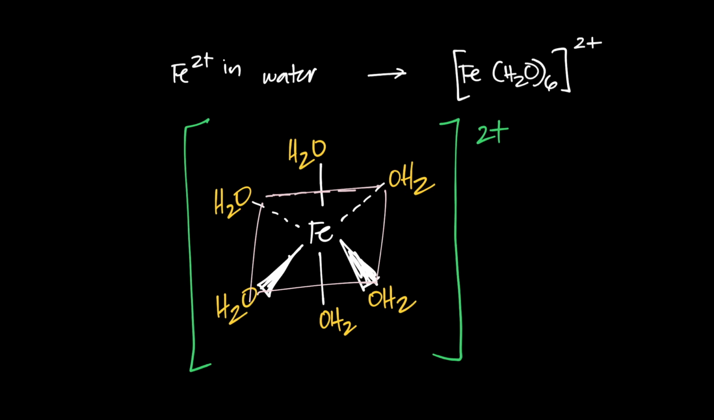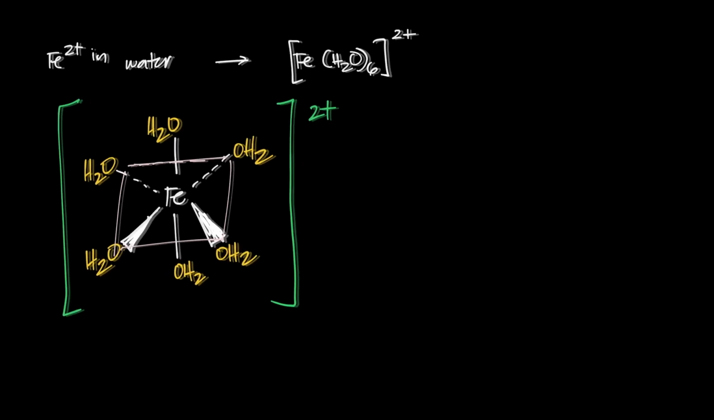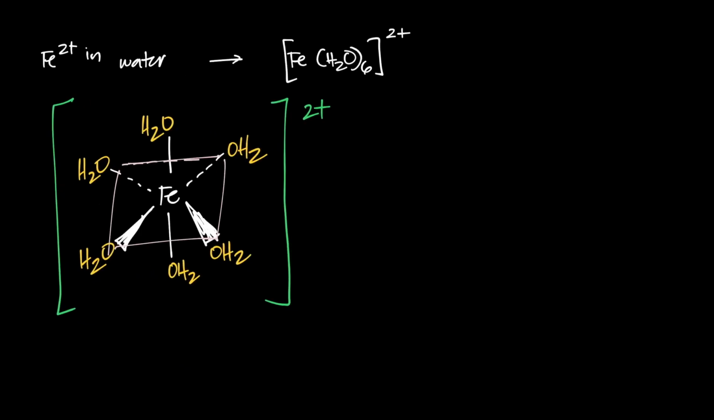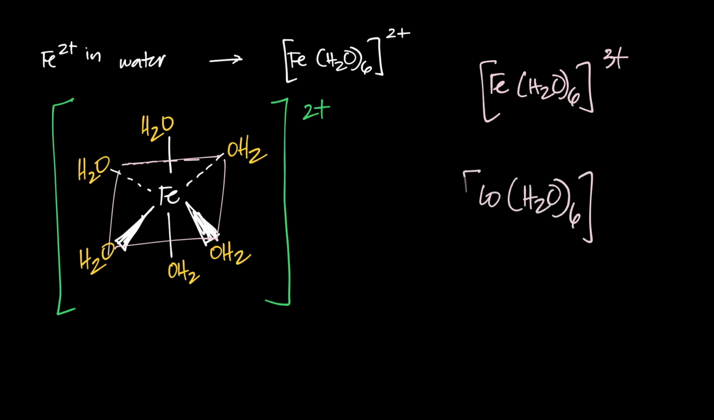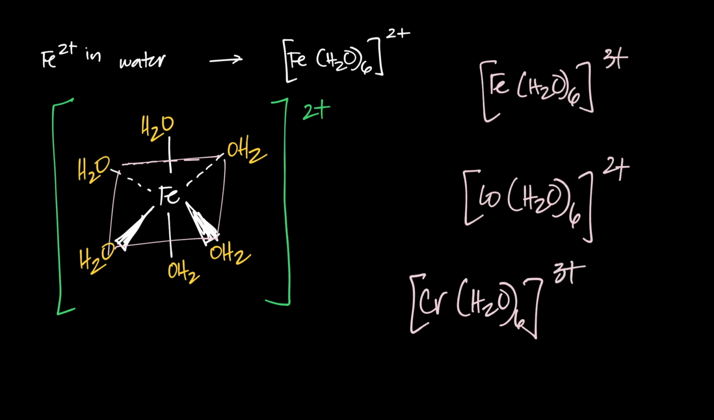Hexaaqua iron 2+. Obviously, you can get hexaaqua, you can also get other forms. You can get Fe(H2O)6 3+. Cobalt will also do that. Cobalt 2+ will have Co(H2O)6 2+. Chromium, the dark green solution, is Cr(H2O)6 3+. The charge is the same as the cation because molecules are neutral, but ligands don't have to be molecules.